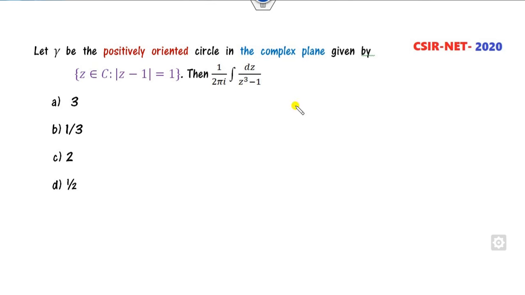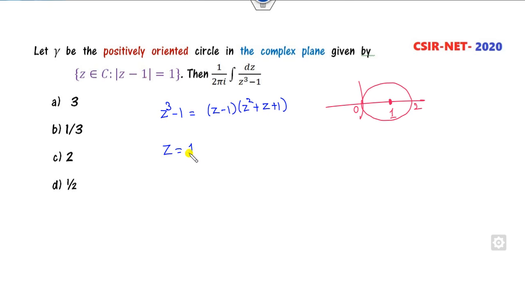So again you have to find the integration. So you have to draw the circle. Center is 1, radius is also 1. So this is here. This is 0. This is 2. Now z cube minus 1. So how can I write that? z square plus z plus 1. So if I take the factor, this is 1. This is minus 1 by 2 plus root 3 by 2 iota, and minus 1 by 2 minus root 3 by 2 iota. So look at that, which point lies here?